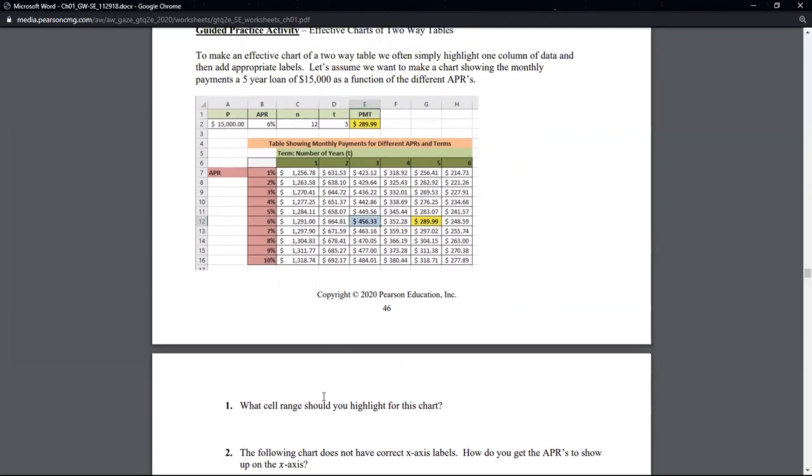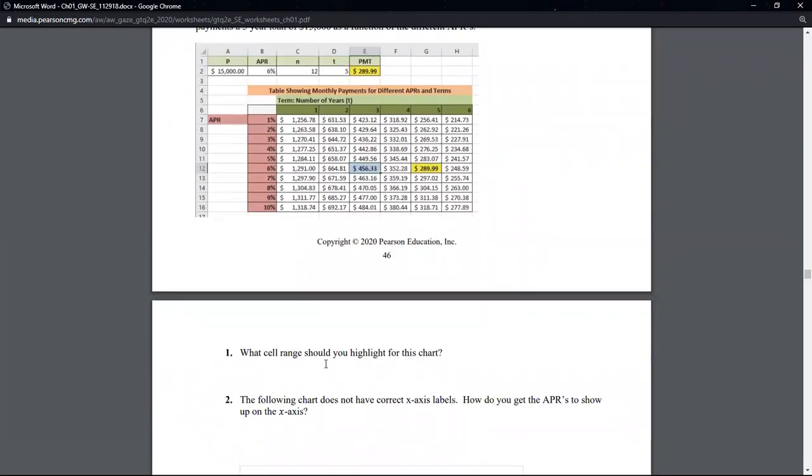So I'm not going to type this. The answer to number 1 is G7 colon G16. That's the answer number 1, and that would be these right here.